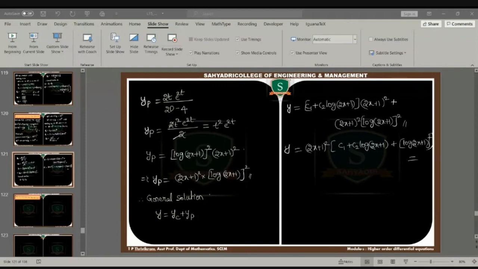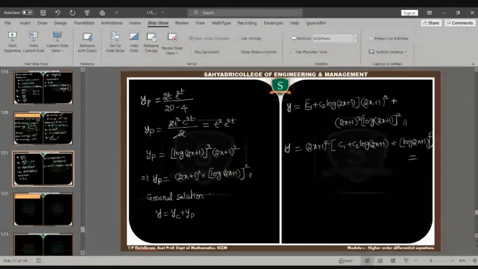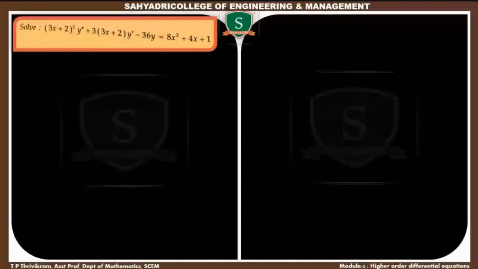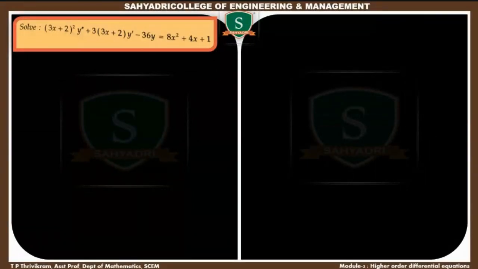So this is the last problem in this module. So take this last question. Previously it was 2x plus 1. It is now 3x plus 2 whole square. Same thing. So very easy. First write the given equation.